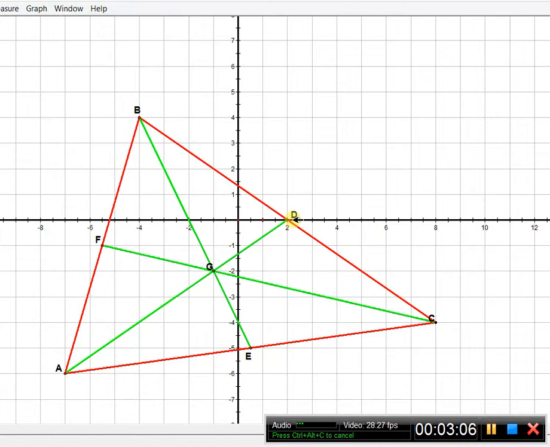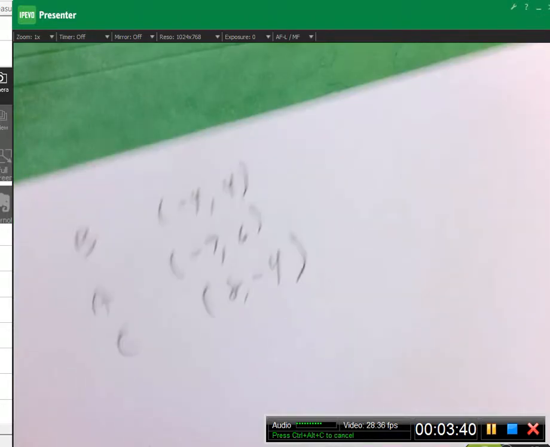Now, if I look at all three vertices, the coordinates of B are -4, 4. The coordinates of A are -7, 6. And the coordinates of C are 8, -4. Let me switch to my other view now. So I've written down those three coordinates.